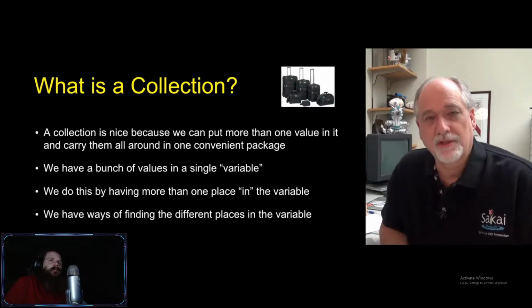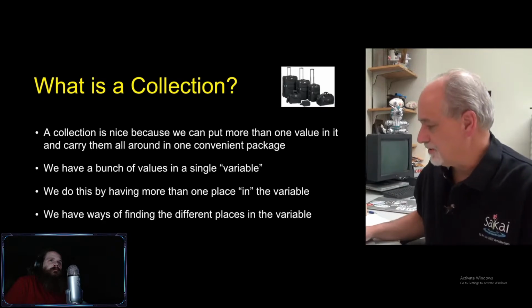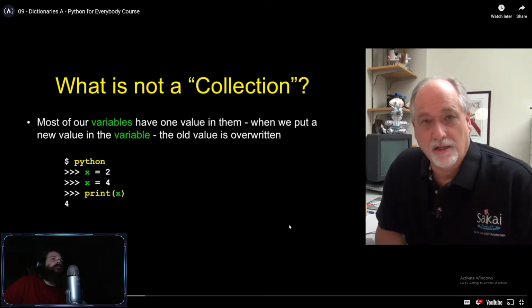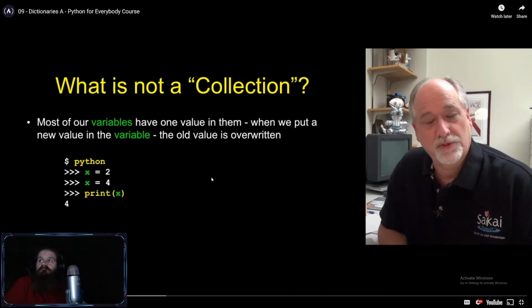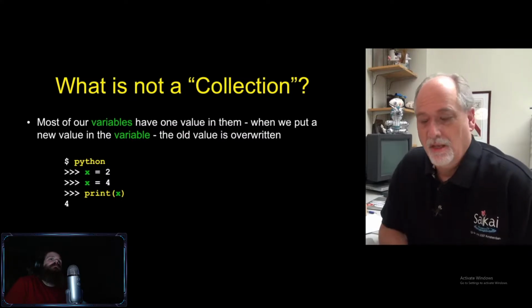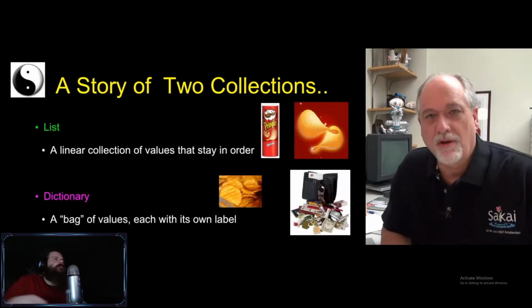To review what a collection is, it is a situation where we have a variable, like a list or a dictionary, that we can put multiple pieces of information in rather than a single piece of information. What is not a collection? Most of our variables have one value in them. When we put a new value in the variable, the old value is overwritten. We would put something into X, and then we would put something else into X, and it would be overwritten. And now with lists, we can append things onto the end.